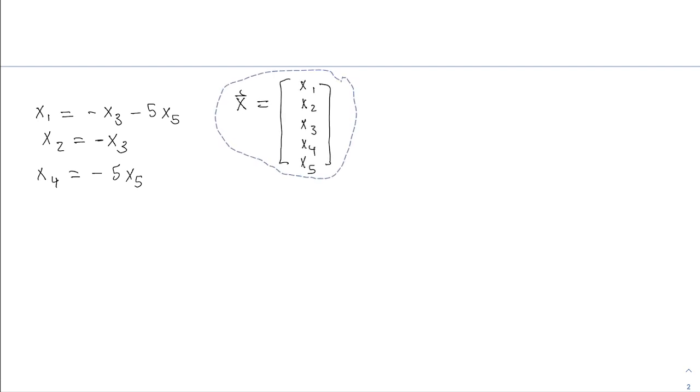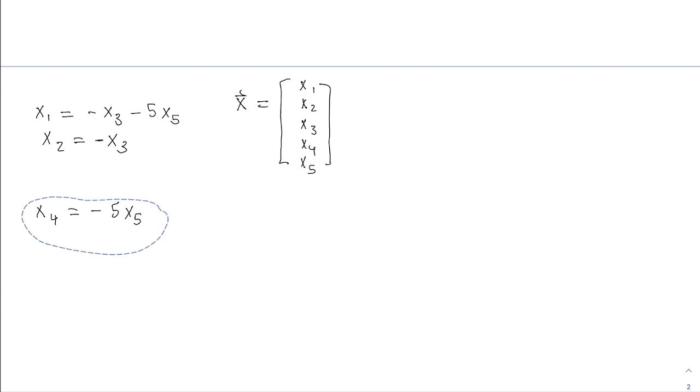We're trying to express everything in terms of our free variables. That means we're going to try to get rid of all of our basic variables. Well, we know what x1 is equal to. We know what x2 is equal to. We know what x4 is equal to. And I'm going to move this down just a little bit. Hopefully you don't disagree with me, but I think x3 is equal to x3, and I also think that x5 is equal to x5.